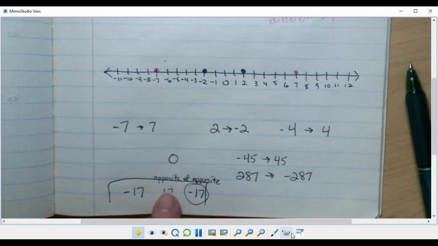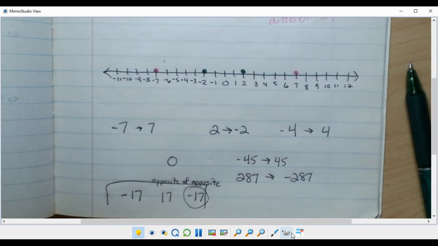Okay, this seems silly, but when we start talking about subtraction next year in 7th grade, that's really what's going on. You're taking the opposite of opposites. Don't psych yourself out. It really is as obvious an answer as you think it might be for these.